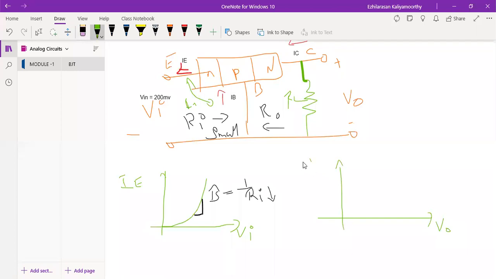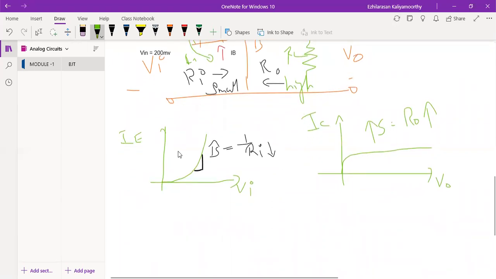Then the current is nothing but which current? It is the IC current, because on the output side the current is IC current. The graph will be like this. As V out changes, we get it in this way. From this, the slope will be like this. The slope is S equal to 1 by R naught. When R naught increases, the slope also increases, so I can say the output resistance will be very high.